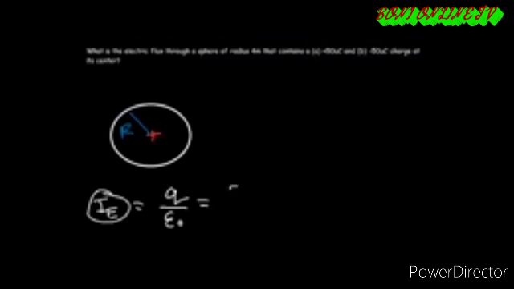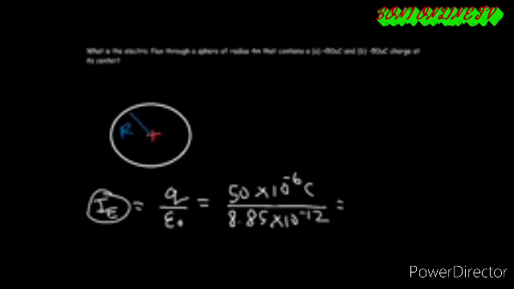So it's just going to be 50 times 10 to the minus 6 divided by 8.85 times 10 to the minus 12. So you should get 5.65 times 10 to the 6th power newtons times square meters per coulomb. So that's the electric flux.